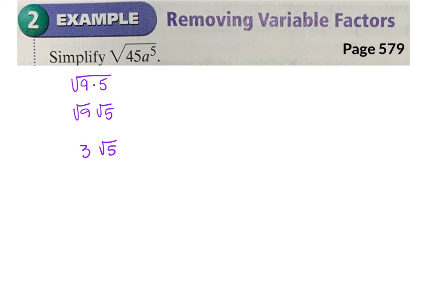of 5. However, we now have this a to the 5th. And so if you look at a to the 5th, if we break this up almost like a factor tree, there are 5 a's. 1, 2, 3, 4, 5. Which means we have a pair here, which lets us bring out an a, and a pair here, which lets us bring out an a, and then we have this a, which does not have a pair.